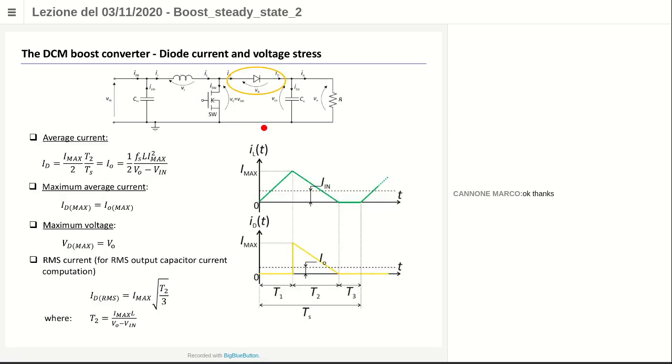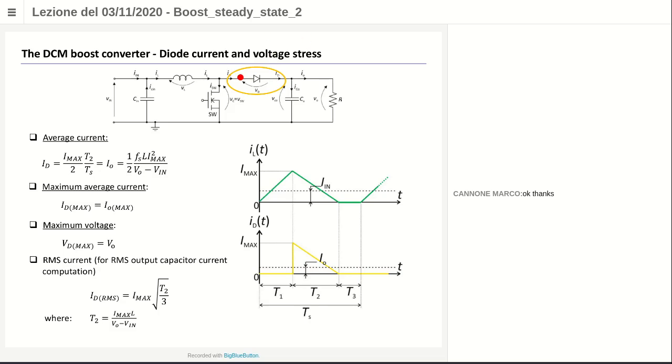Diode current and voltage stress. The diode has the current which is the same as the inductor current when the MOSFET is off. And so we have this waveform here. Here you have the average value, which is important in order to compute the conduction losses.